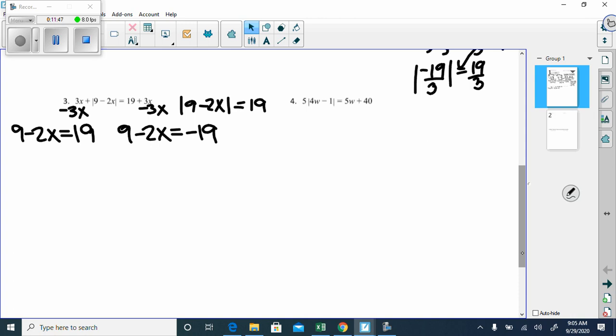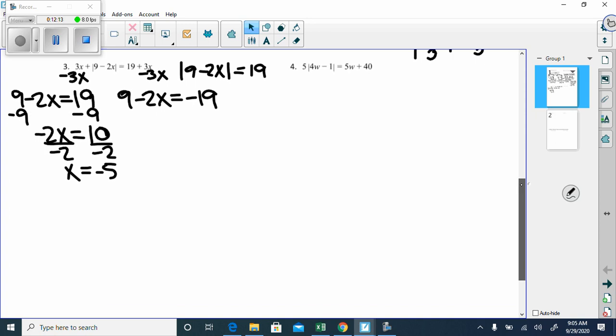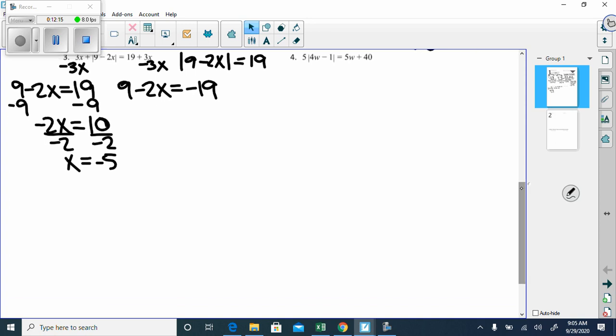So I'd probably want to move the 9 here. How would I do that? Good. So I have negative 2x is equal to, okay, and then I just divide, right? And that's going to leave me with x equals, good. All right, so there's my first solution.